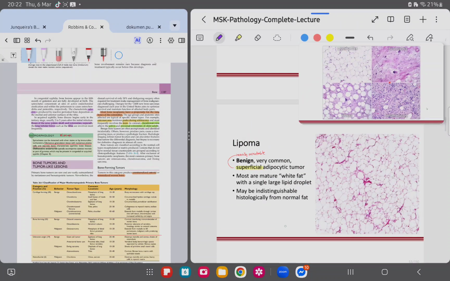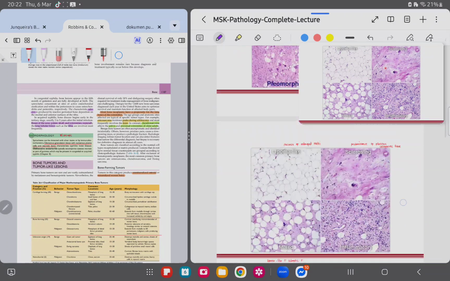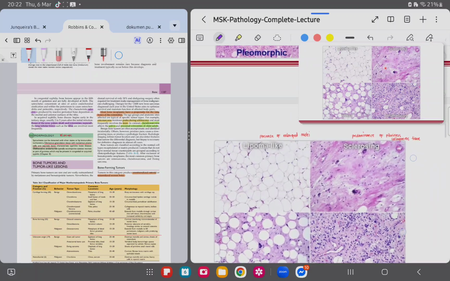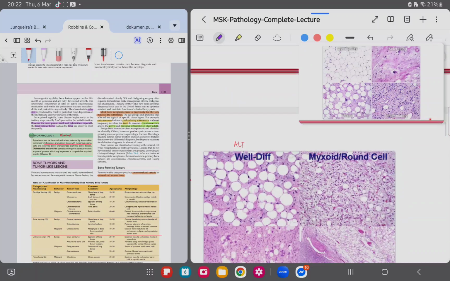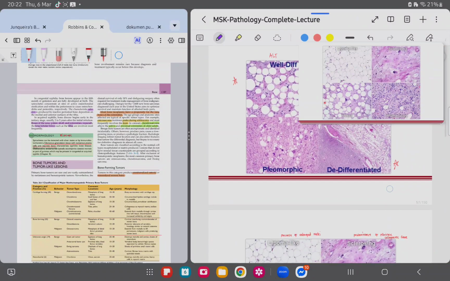Your sclerosing liposarcoma is composed of these thick bands of collagen, and practically it's very hard to see the adipocytes. And then you have your mixed type, wherein you can have your sclerotic and lipoma-like liposarcoma, and your inflammatory liposarcoma can have prominent inflammatory conditions.